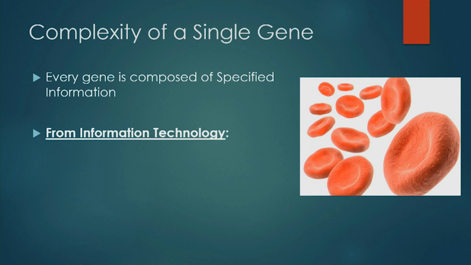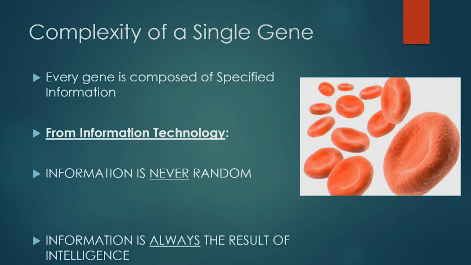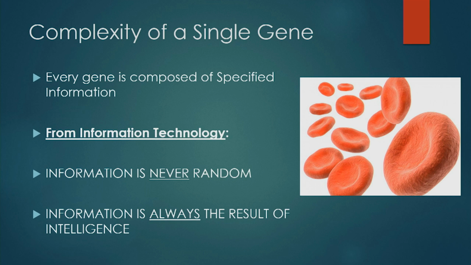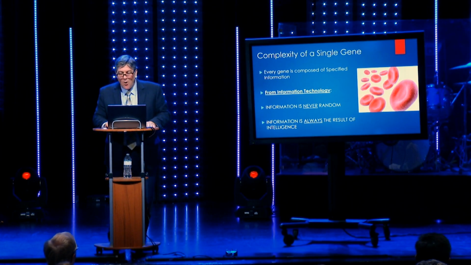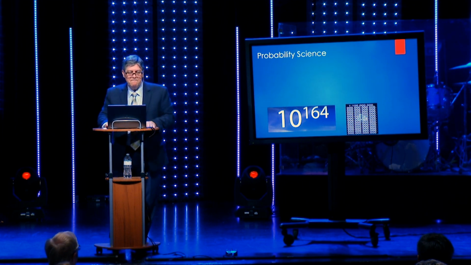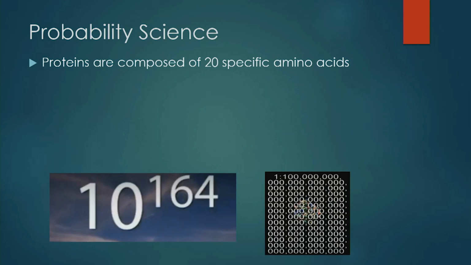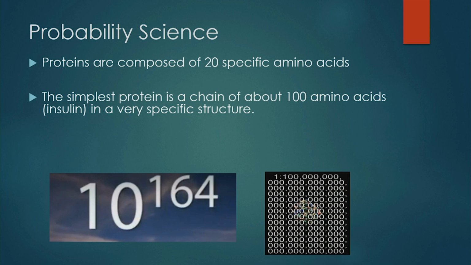Now, here's what we know from information technology, is that information is never random. Information is always the result of intelligence. In fact, when random things happen to your computer code, the programs don't work, and it's usually associated with a virus of some kind. So let's look at probability science for a minute. Now, as you know, I already mentioned this, proteins are composed of 20 specific amino acids, but there's about 300 or more amino acids that occur randomly in nature, but only 20 are used for us, for life, for living organisms. The simplest protein is a chain of about 100 amino acids, which is like insulin, which metabolizes sugar in the bloodstream, but it's in a very specific sequence.